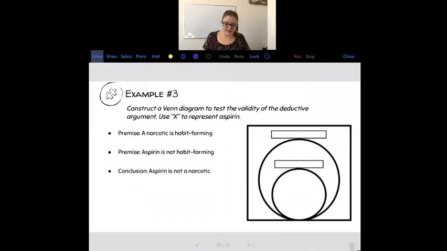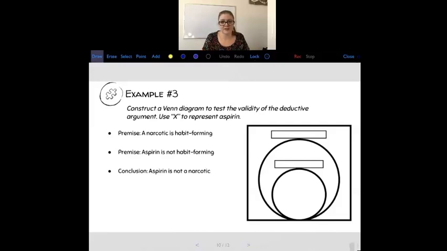Example 3, construct a Venn diagram. We're going to use X to represent aspirin. Premise 1, a narcotic is habit forming. Premise 2, aspirin is not habit forming. Conclusion, aspirin is not a narcotic.